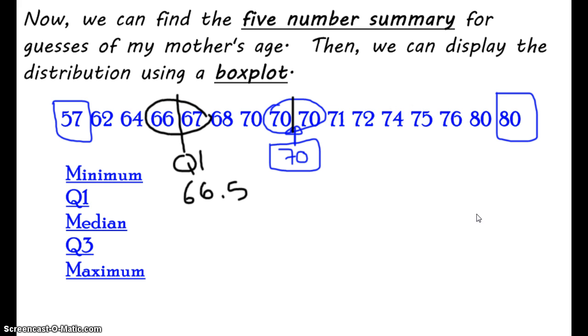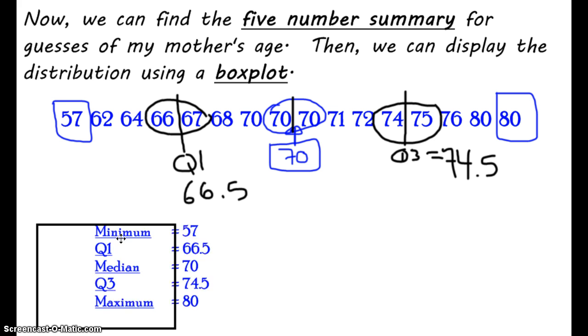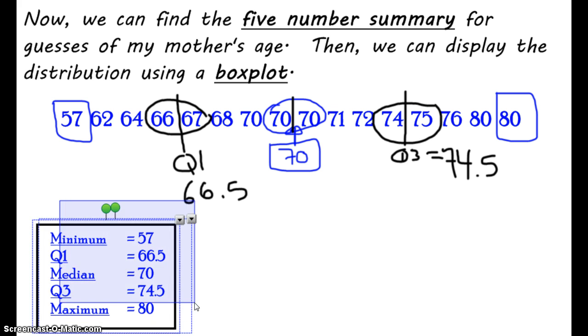And I'll draw a line to represent the median of the upper half, which is Q3, so 1, 2, 3, 4 to the left of this line, and 1, 2, 3, 4 values to the right of this line. Since there is not a single value in the middle, I need the average of 74 and 75 to represent Q3, and that number is 74.5. So these are the values that I will use in my 5-number summary. And so as you can see here, our 5-number summary is 57, 66.5, 70, 74.5, and 80.